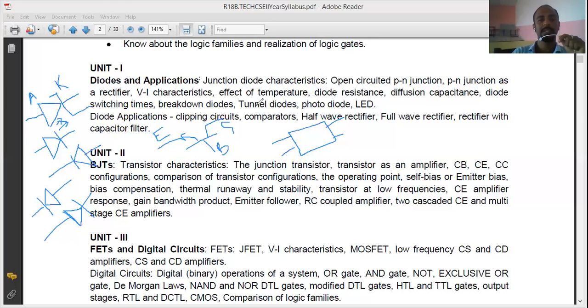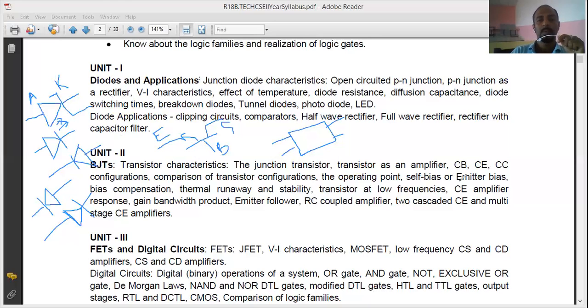Unlike a resistor, which, whether you give AC or DC, will still operate as a resistance only, this diode, when you have to make it work, first you have to do something called biasing. That's what we call forward bias, reverse bias. What is bias? Bias is basically the setting up of voltages and currents inside the electronic component to make it work properly. That is called biasing. So therefore, we do biasing of the diodes and transistors.